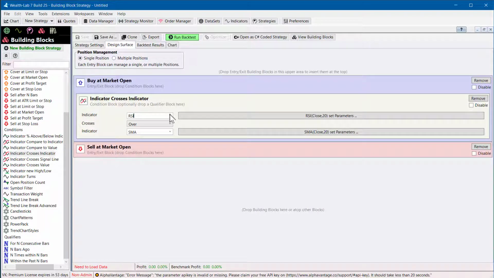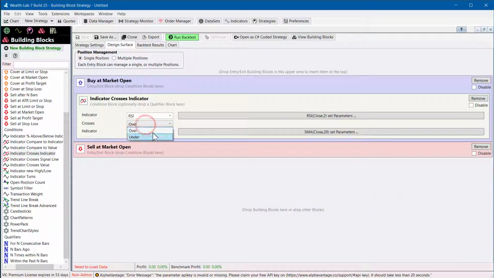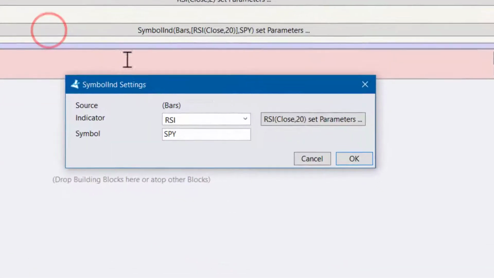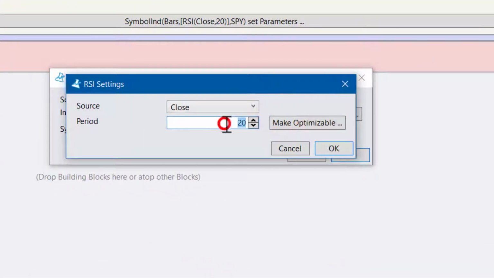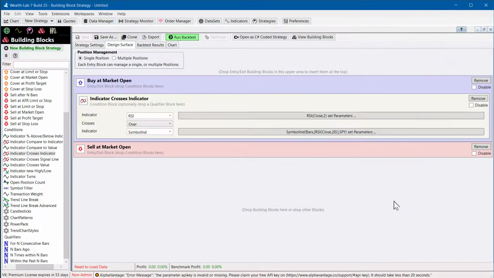There are hundreds of indicators that you can pick from. We choose the RSI and change the parameter to 2. The first indicator was for the stock. The second is for the index itself. In order to use the external symbol indicator, we use the symbol int feature to apply the second part of the rule. Again, we change the parameter to 2.